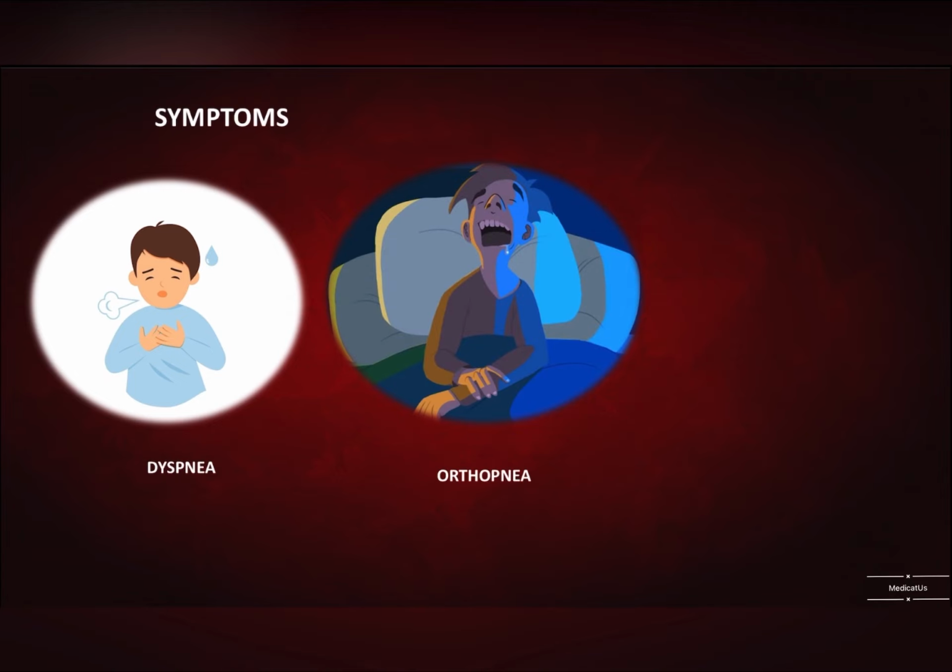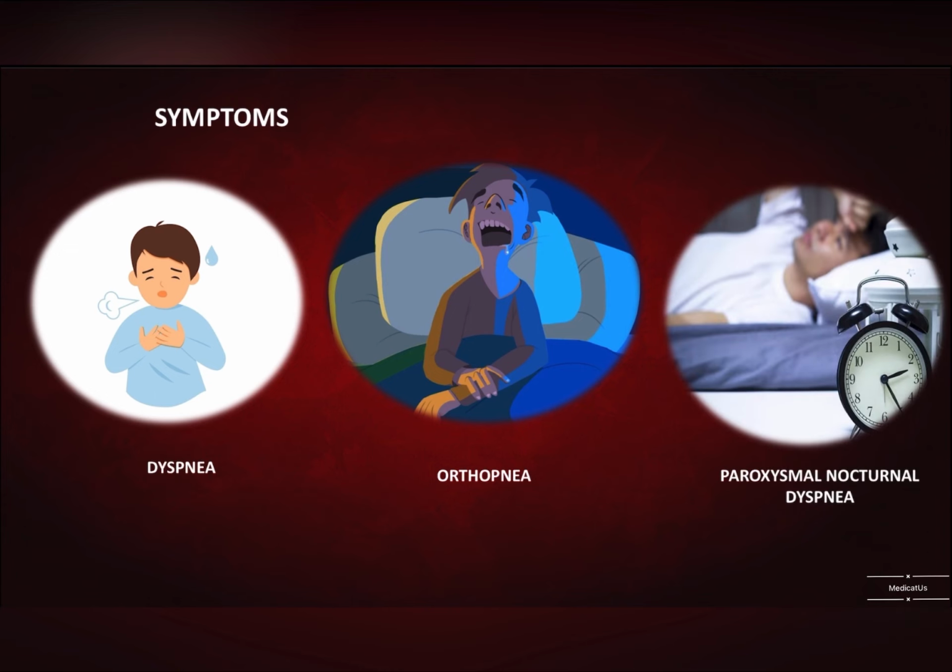As the disease progresses over time, the patient will suffer from orthopnea. That is, when you find it harder to breathe when in a supine position. And in severe cases, the patient will suffer from paroxysmal nocturnal dyspnea. This dyspnea usually occurs at night, and it is so severe that it induces a feeling of suffocation.